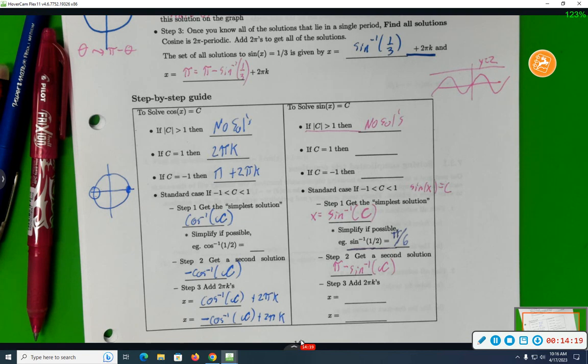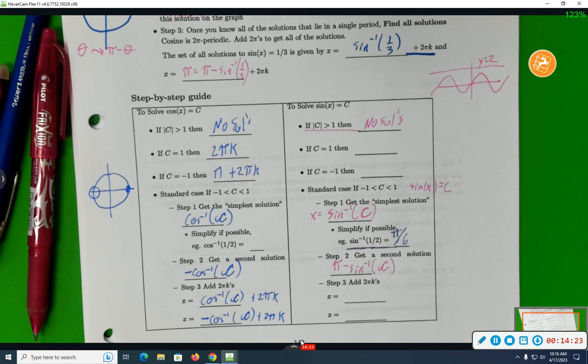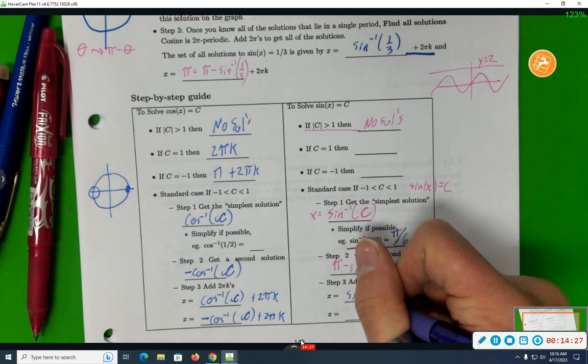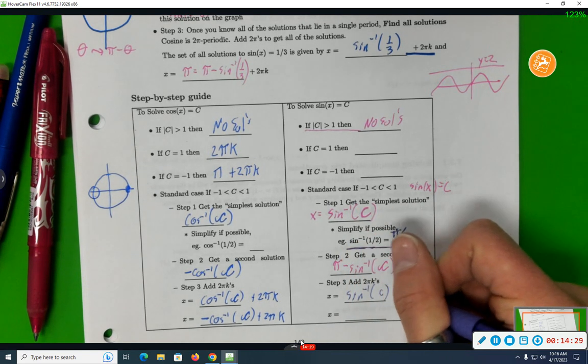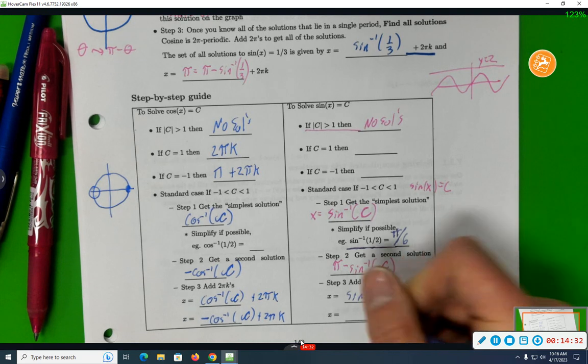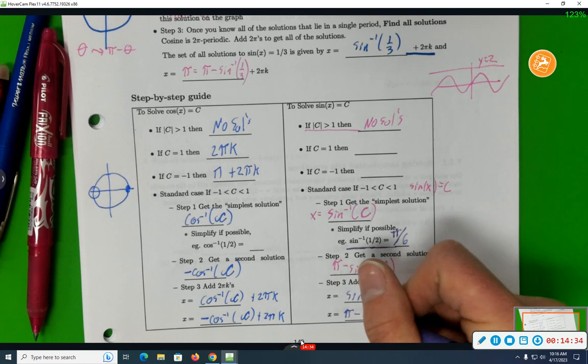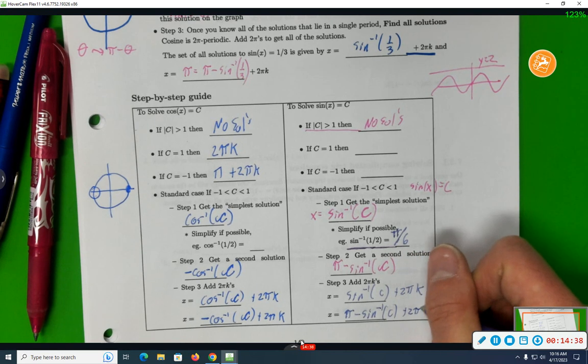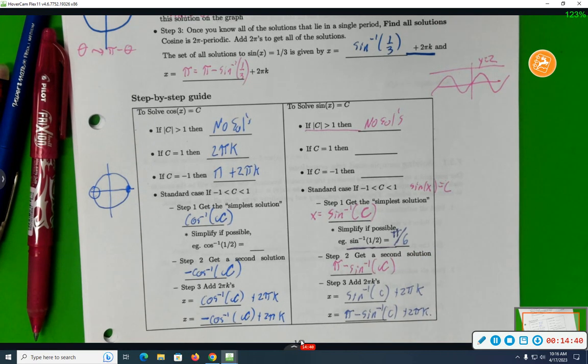And finally, if you have this solution, sine is 2 pi periodic, then all the solutions are inverse sine of c plus 2 pi k, and pi minus inverse sine of c plus 2 pi k. How does that set of instructions seem? Sensible?